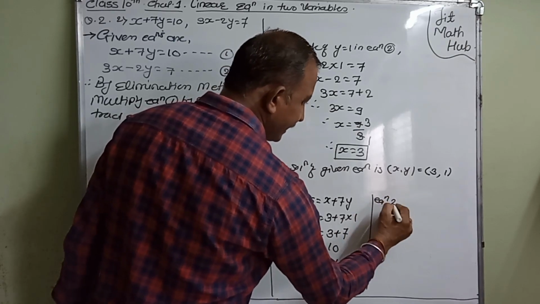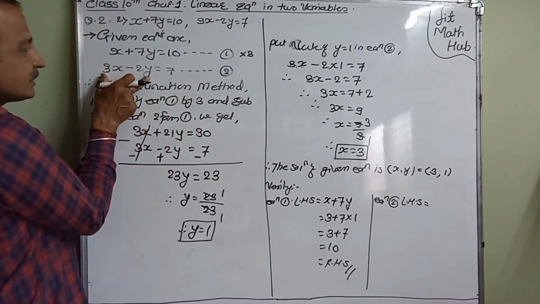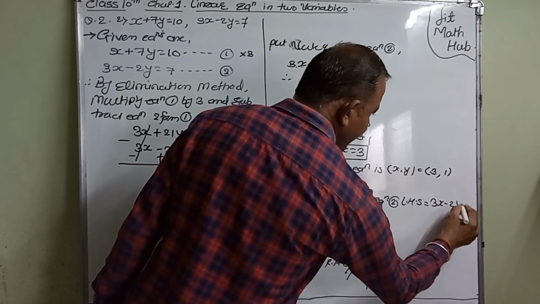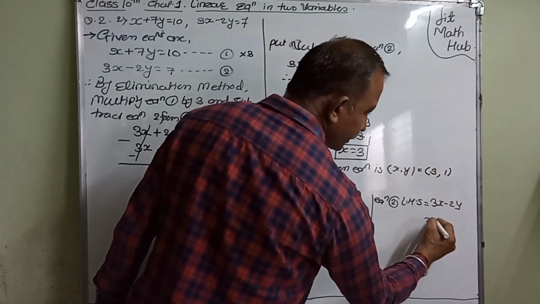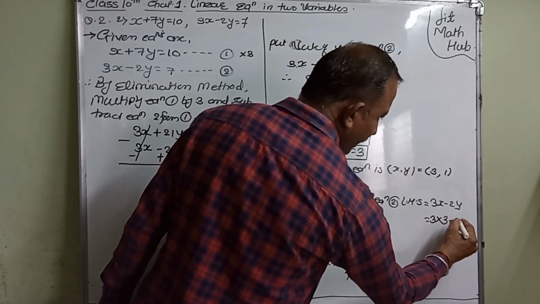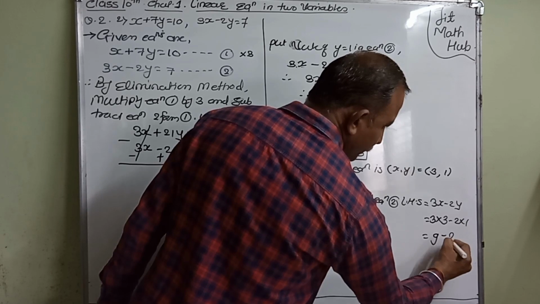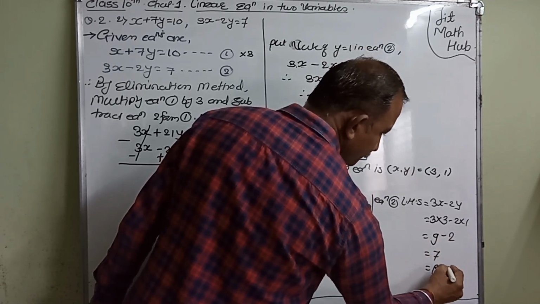Similarly, equation second LHS. So what is the LHS of equation second? 3x minus 2y. What are the values of x and y? We found it, 3 comma 1. So 3 into 3 minus 2 into 1, that is 3 threes are 9, minus 2 into 1 is 2, that is 9 minus 2 is equal to 7, and that is equal to RHS.